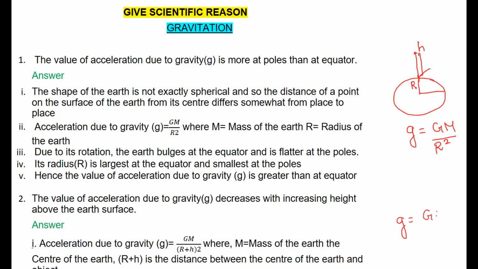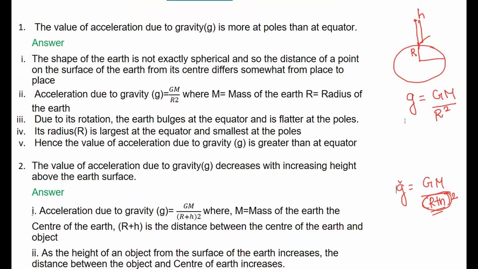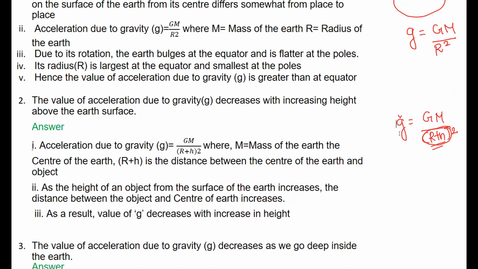So we can write g is equal to GM upon (R plus h) the whole square. With the radius of the earth, we have to add the height of the object from the surface of the earth. That means the quantity in the denominator is increasing. As this increases, the value of g will decrease. Understood? So we can write as the height of the object from the surface of the earth increases, distance between the object and center of the earth is increasing. That is why the value of g decreases with increase in height.